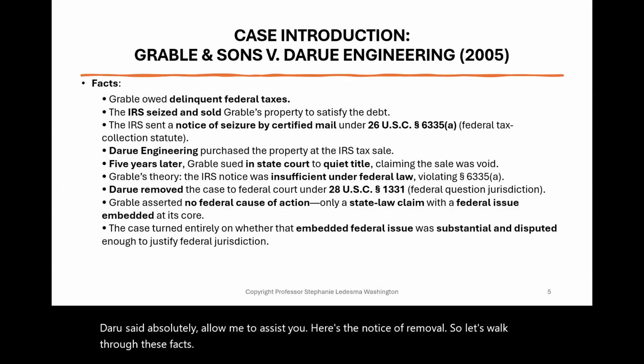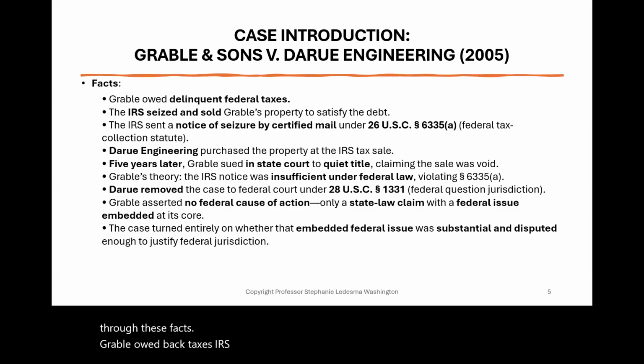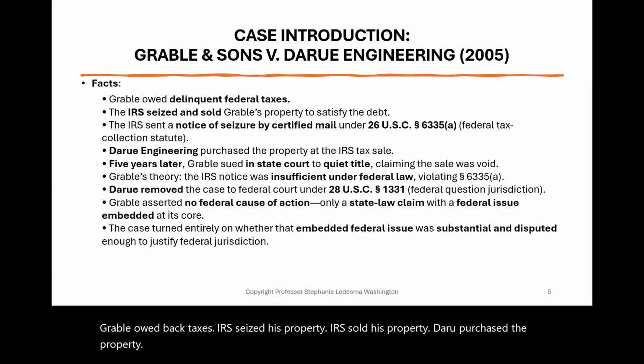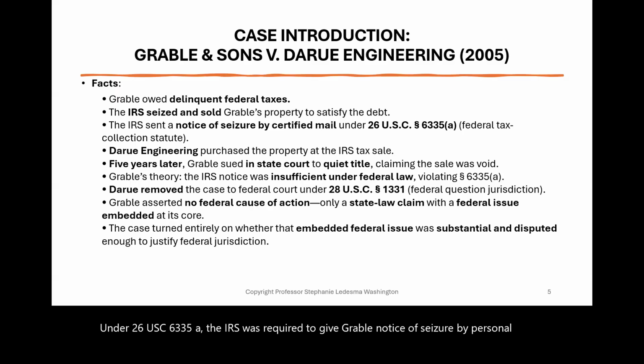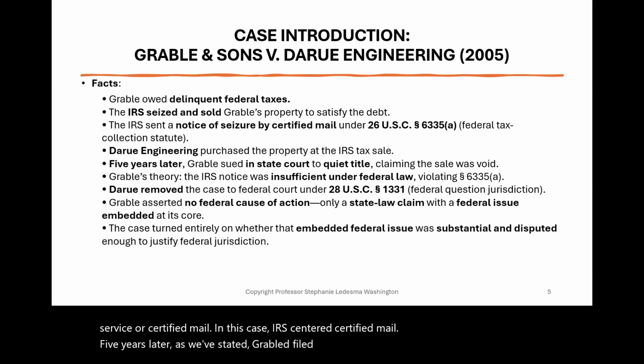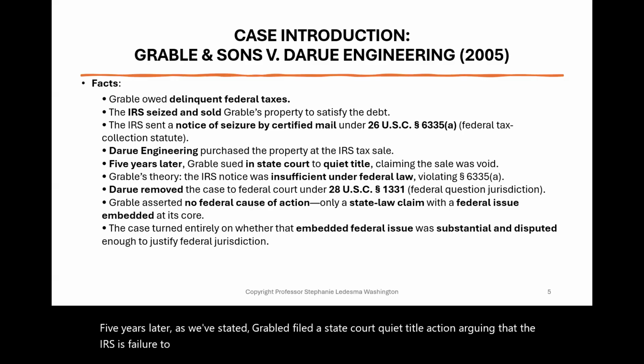Grable owed back taxes. IRS seized his property. IRS sold his property. Daru purchased the property. Under 26 USC 6335A, the IRS was required to give Grable notice of seizure by personal service or certified mail. In this case, IRS sent it certified mail. 5 years later, as we've stated, Grable filed a state court quiet title action arguing that the IRS's failure to give personal notice rendered the seizure and the subsequent sale void.